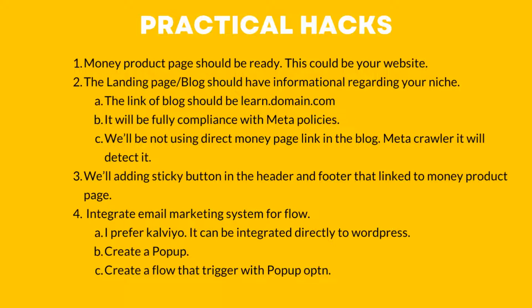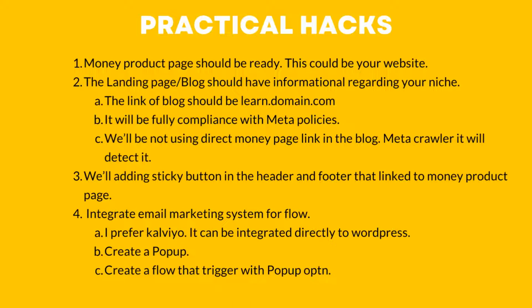Then the sticky button, as you mentioned, will be on the header side and at the bottom. For email marketing flows, I prefer to use Klaviyo. You can use MailChimp as well. Klaviyo is easier and more user friendly to set up, so just go there, sign up for Klaviyo, and then connect it with your website, whether it's WordPress or any other CMS, and then create a pop-up right there.